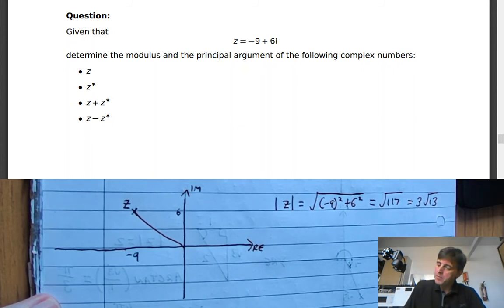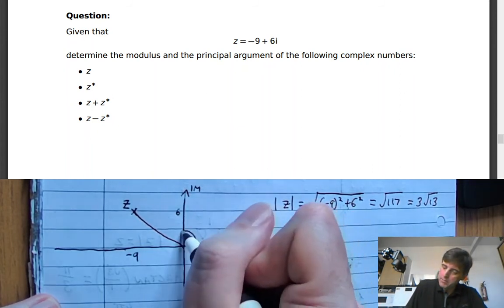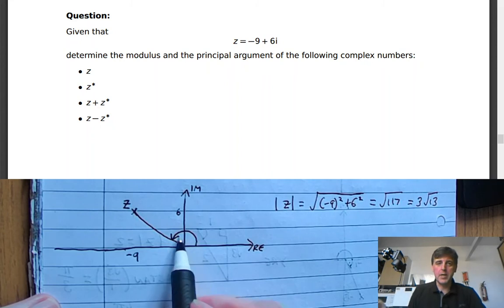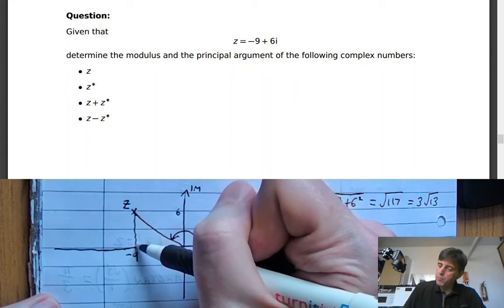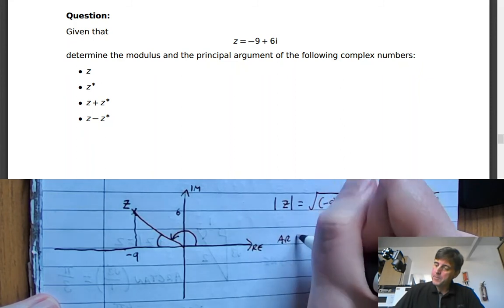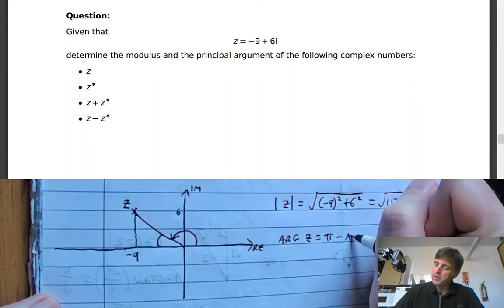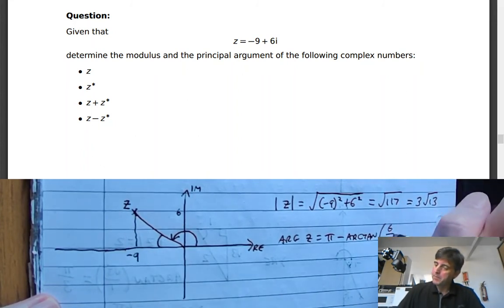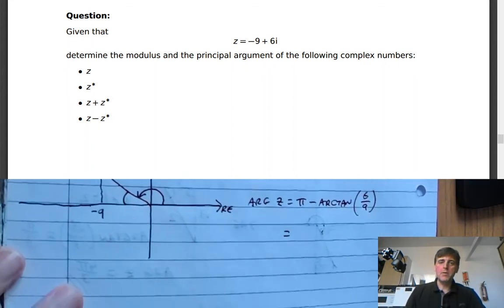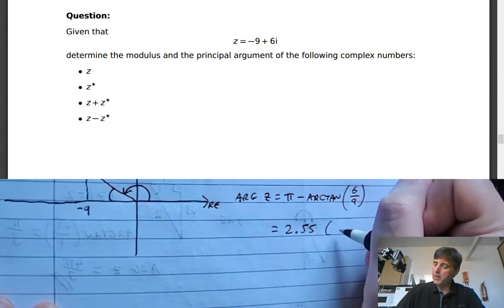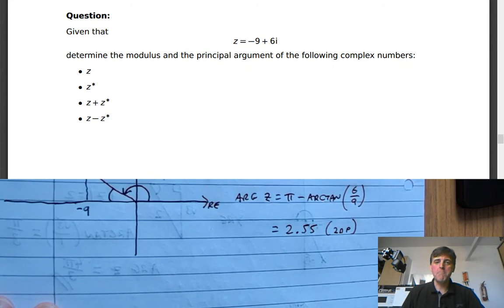Okay, the argument, well, the argument is going to be this angle here. That angle is between pi and negative pi, so that's going to be the principal argument. That's what we were asked for. And the way that I think is easiest to get that one, for me at least, is to look at the triangle here, work out this angle here, and then subtract that away from pi. So the argument of z is going to be pi minus the arctan of that length there is 6, that length there is 9. So 6/9. Work out what all that becomes, and we end up with, I believe, in radians to 2 decimal places, 2.55 radians. Okay, hopefully that all made sense.